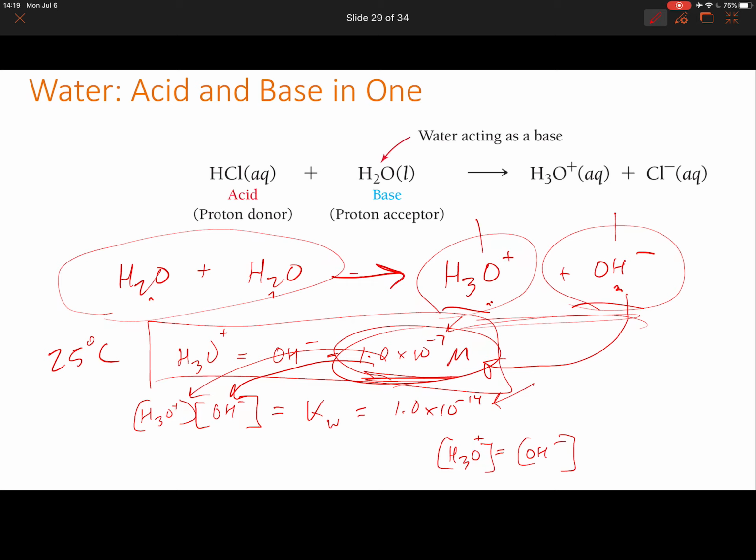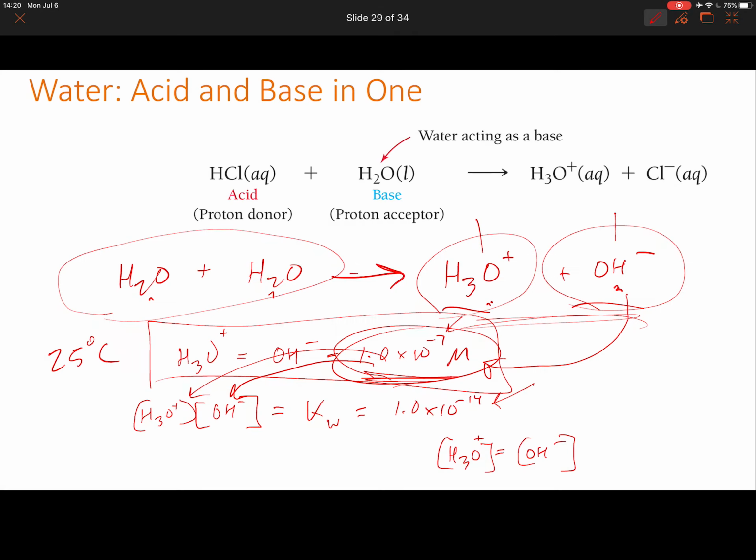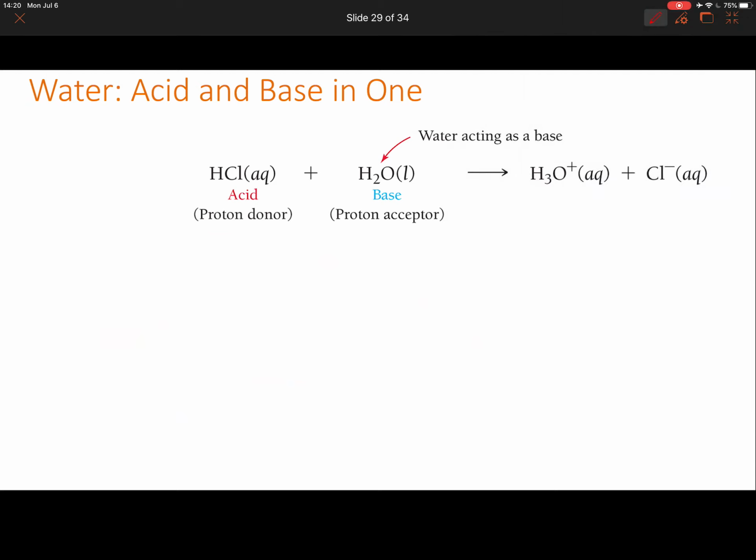So let me show you how that would work. So first, let's clear this. Let's calculate how much hydroxide there would be when there's a hydronium concentration equal to 7.5 times 10 to the minus 5 molar. Okay? So here's a couple of things. First, let me give you two hydronium concentrations.